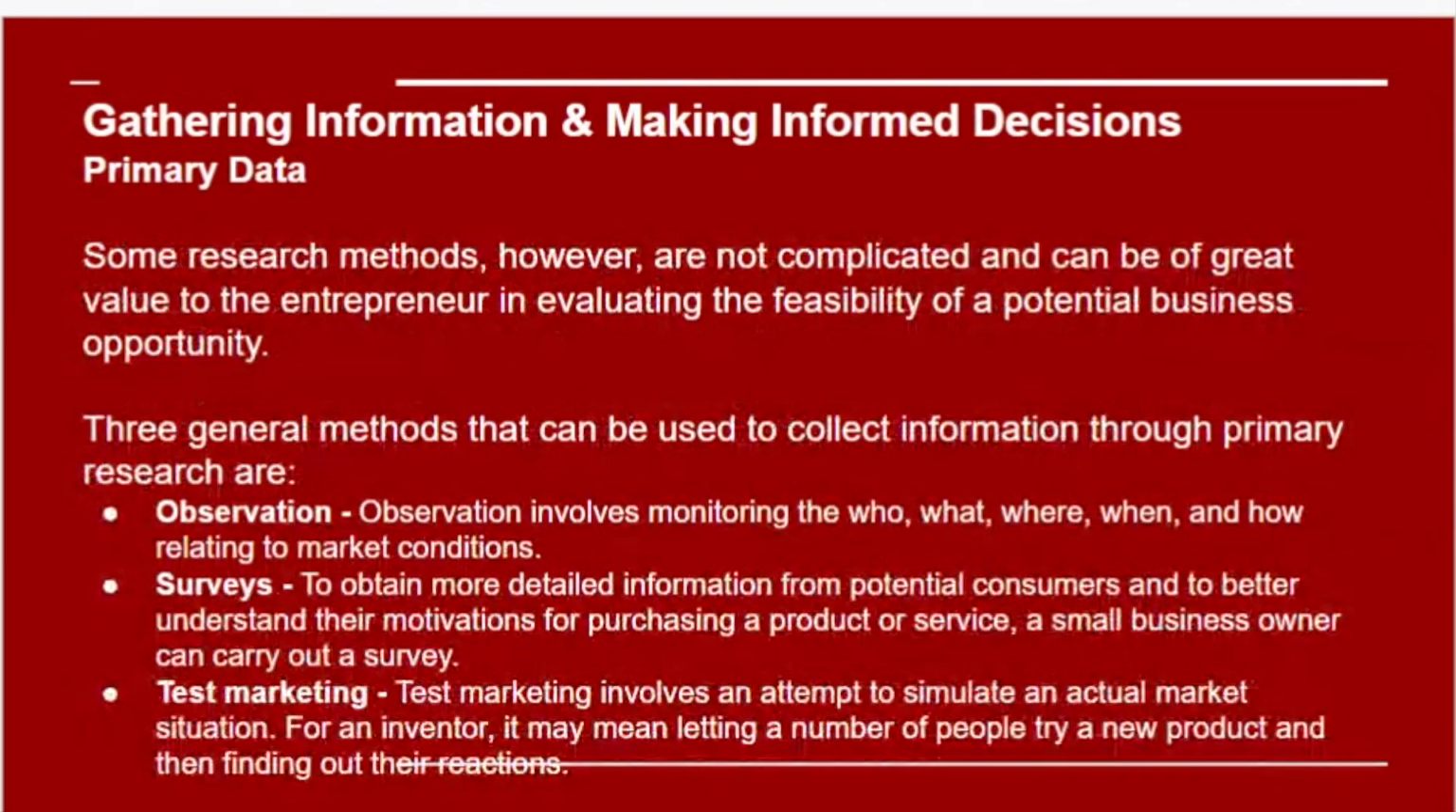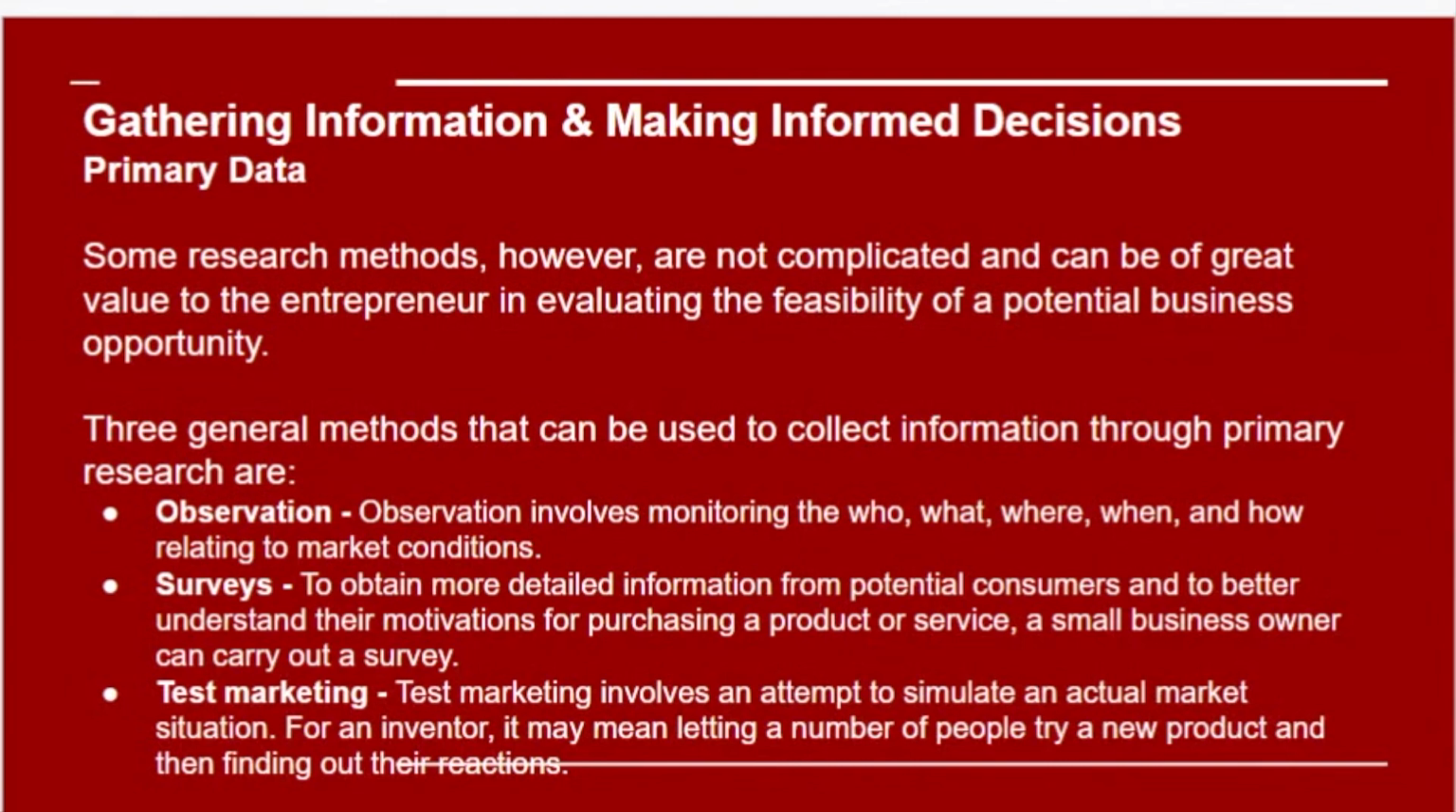So what else can we do in order to pull down primary data? You know, primary data is hard to get. Well, there's three basic sources of primary data. Three basic ways to collect it, I should say. There's, first and foremost, observation. Observation is watching the world go by. Observation involves monitoring the who, what, where, when, and how of related market conditions.